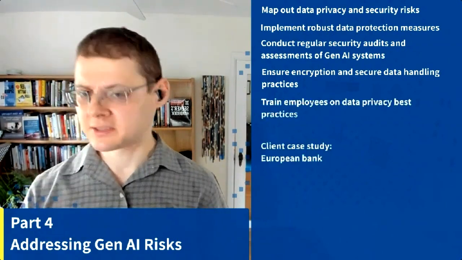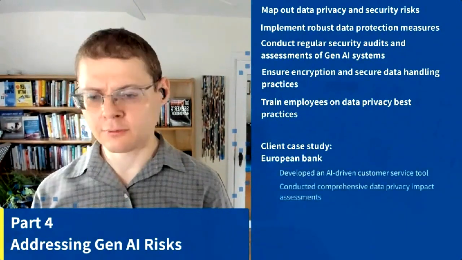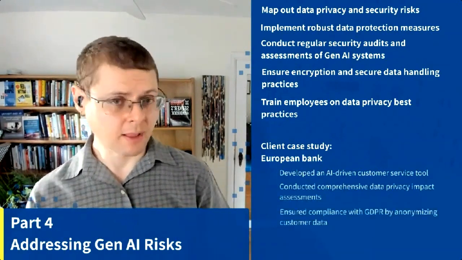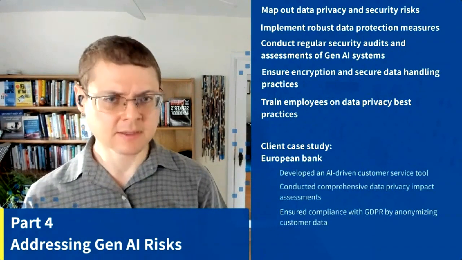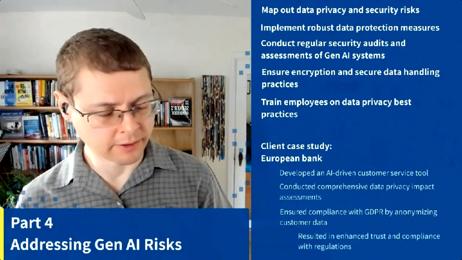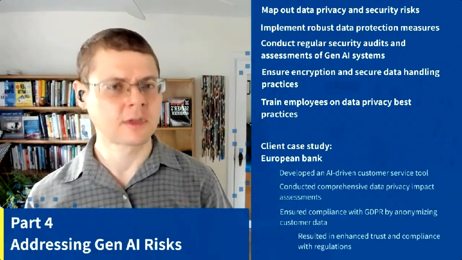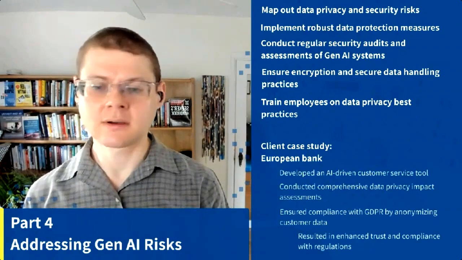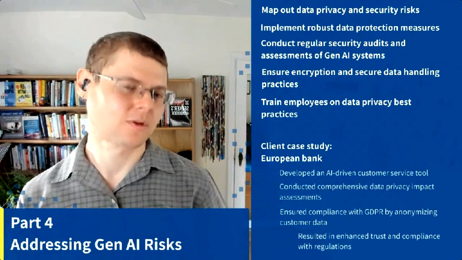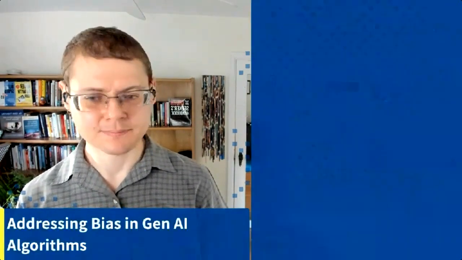So European Bank is an example. It had developed an AI-driven customer service tool, and it had to, of course, conduct comprehensive data privacy assessments to comply with GDPR by anonymizing customer data. So that's what resulted in good compliance with the regulators. So regulators seeing this were trusting of this technique, this AI-driven customer service tool. And of course, it helped the bank be quite a bit more efficient and use fewer customer service resources.